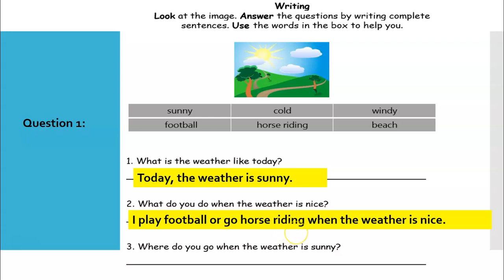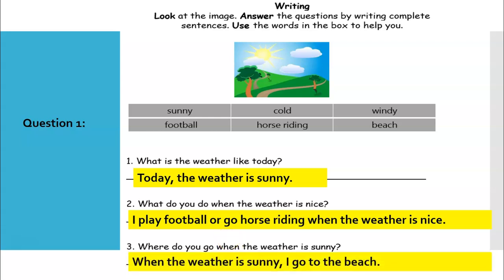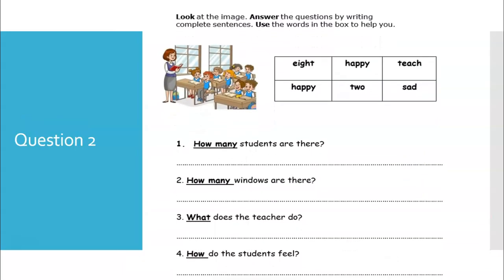correct, okay? The last question, where do you go when the weather is sunny? For instance, when the weather is sunny, I go to the beach. Again, I am using the word beach. Okay? This is how in general we should answer our questions. Of course, you can add words from your own mind, but you can still use the words which are given to you.